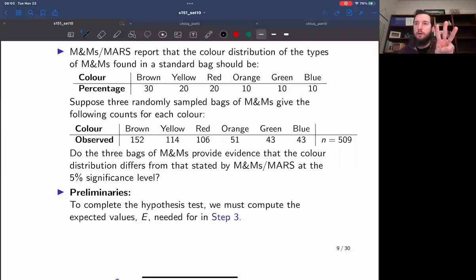So to answer the question, we buy 3 bags of M&Ms. We pour the M&Ms out on the table and we count how many of each color we have. Okay, so we have 152 brown, 114 yellow, 106 red, 51 orange, 43 green, 43 blue, and a total sample size of 509. All right. So does this sample of 509 M&Ms give evidence that the color distribution that's reported by the company is correct? So to answer this question, we're going to use a chi-square goodness of fit test. So the goodness of fit test is specifically designed to answer this type of question.